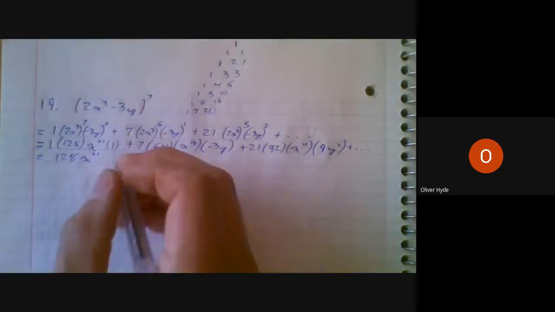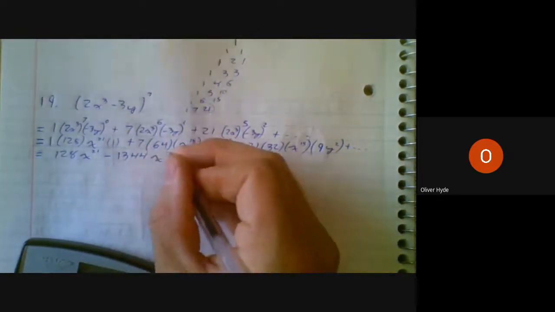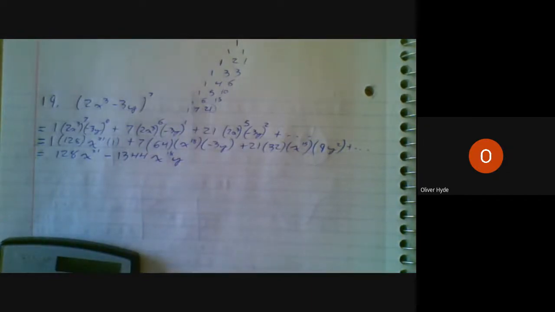That gives us 128x to the exponent 21. I think I'll have minus here. Need a little bit of help from my calculator. 7 times 64 times 3 is going to be 1,344. I'll have x to the exponent 18, y to the exponent 1. And then 21 multiplied by 32 multiplied by 9 will give me positive 6,048. I'll have x to the exponent 15, y squared. I wrote plus dot dot dot. It's actually going to be minus dot dot dot because it is an alternating sequence as well.